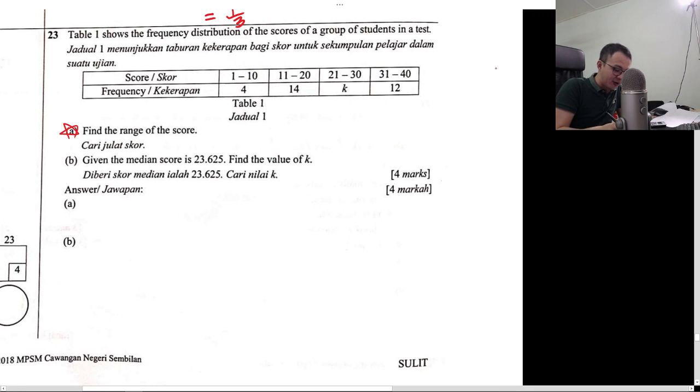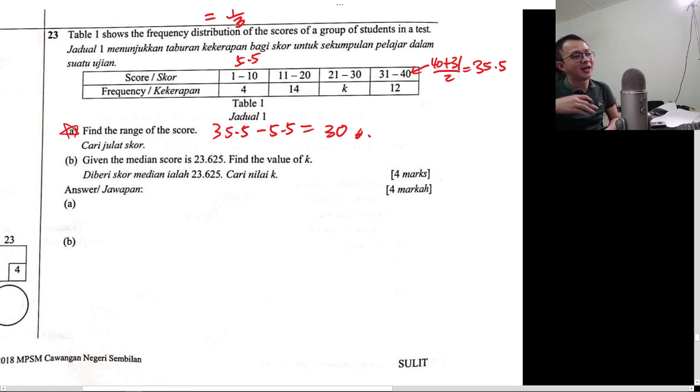So you take the highest midpoint minus the lowest midpoint. How to get the midpoint of this one? 40 plus 31 divided by 2, you get 35.5. For this one, you get 5.5. So you just use 35.5 minus 5.5, so you should know the range is 30. Just take the highest midpoint minus the lowest midpoint.